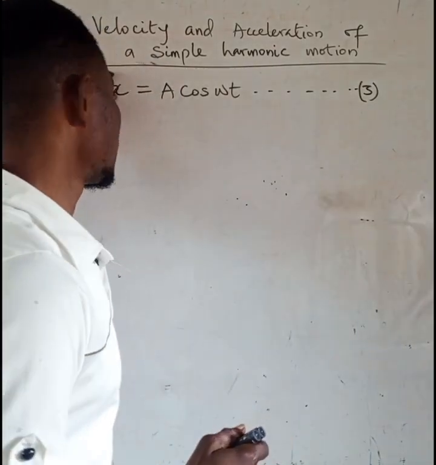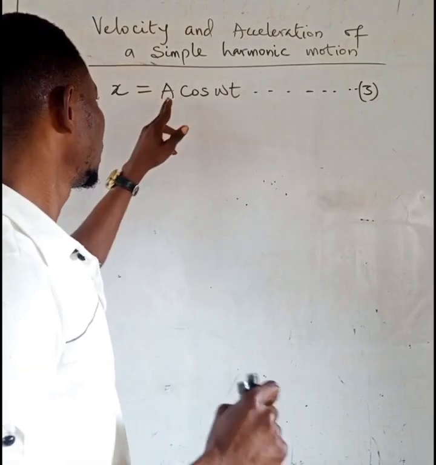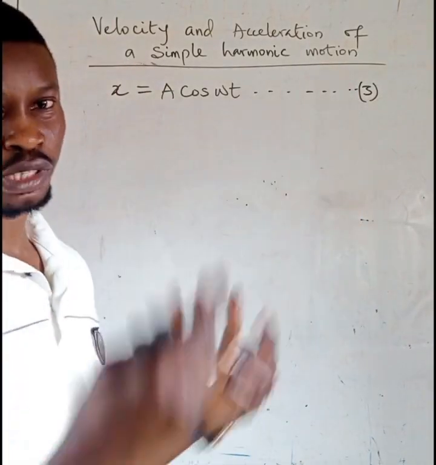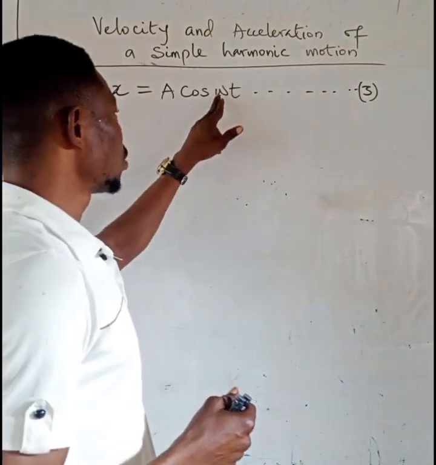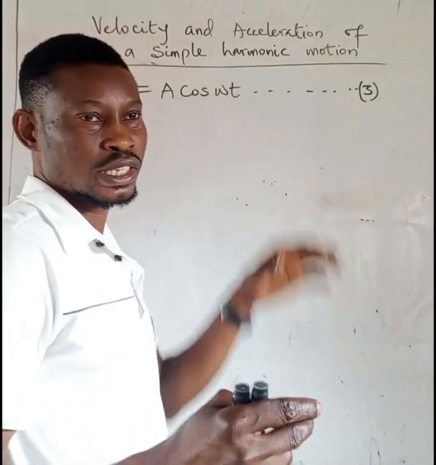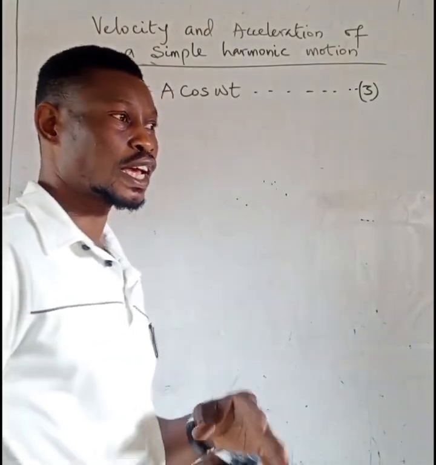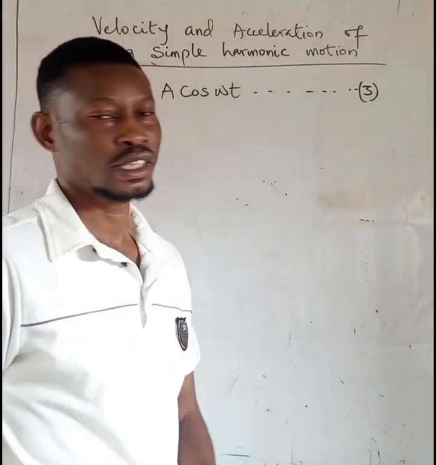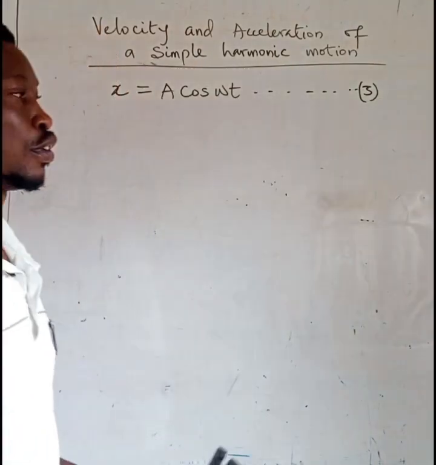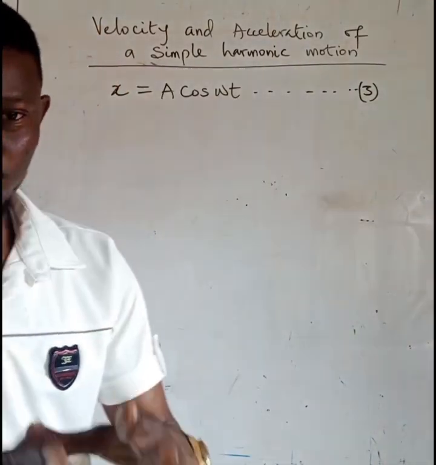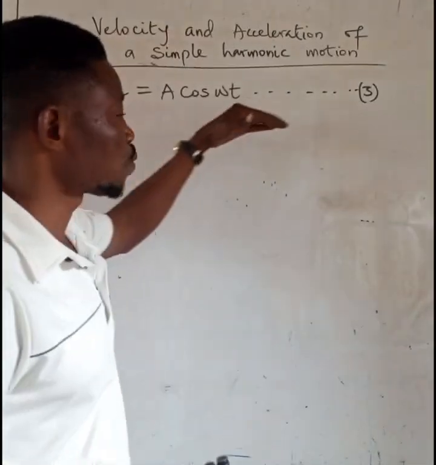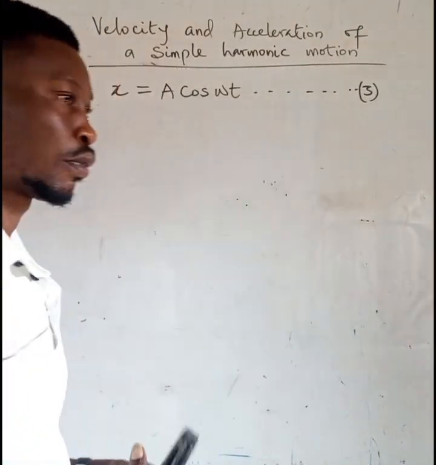X here represents displacement. A represents the amplitude of the motion, which is the maximum displacement. And omega represents the angular velocity, or if you like, the angular frequency, while t stands for the time. So today we are going to look at the velocity of a simple harmonic oscillator.